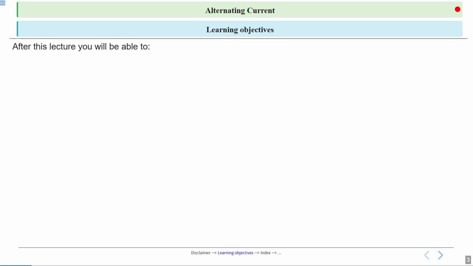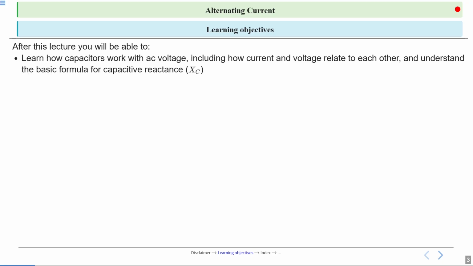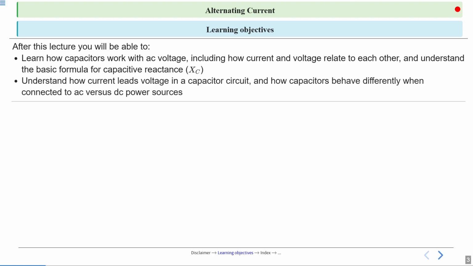So, learning objective: after this lecture, you will be able to learn how capacitors work with AC voltage, including how current and voltage relate to each other in the case of a purely capacitive circuit, and understand the basic formula for capacitive reactance, which is XC. Understand how current leads voltage in a capacitor circuit.